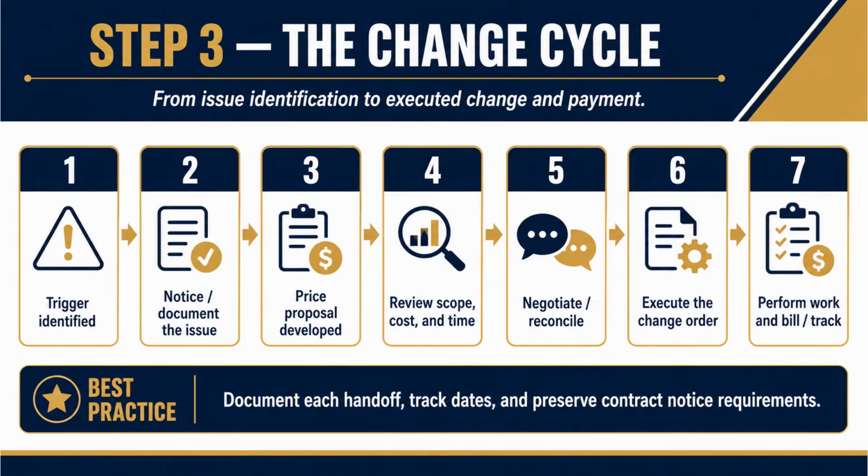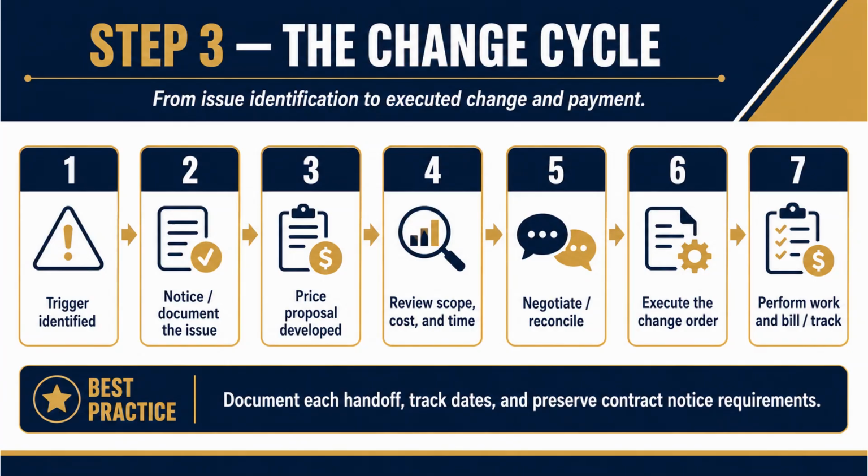Step 3. The change cycle. From issue identification to executed change and payment. This is the operational engine, the actual step-by-step workflow you'll run on the job. 7 steps. Let's walk them in order. 1. Trigger identified. Something happens, a changed condition, an owner request, a design conflict. The change is born.